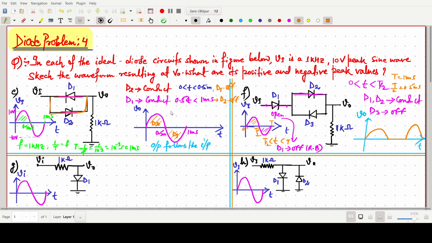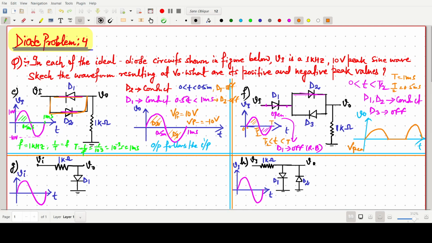So here the V peak positive will be 10 volt, and V peak minus will be minus 10 volt. In this case, V peak positive will be 10 volt, and V peak negative will be 0. Okay, simple. This will be a very simple problem, but we have to be very careful about how we are doing it. So this one is the second example.